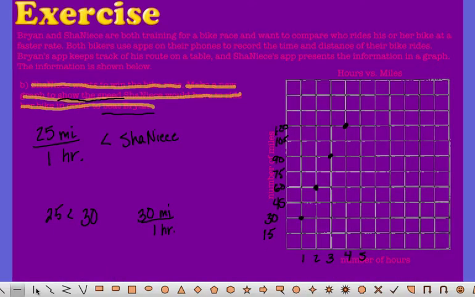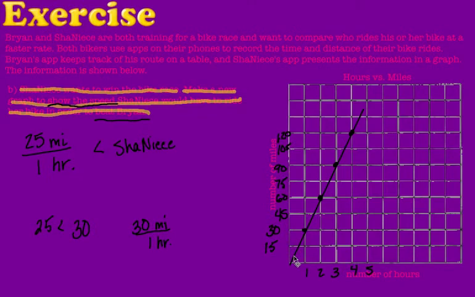Okay, and then now what I can do is make a line that'll go through all of these points, showing that it's a consistent rate. And in order for this to be correct, it also has to go through 0, 0. It has to go through what we call the origin. And I need a line to show that it would continue at this rate. So now this graph shows Shanice winning the race because she's going faster than Brian's previous rate of 25 miles per hour.